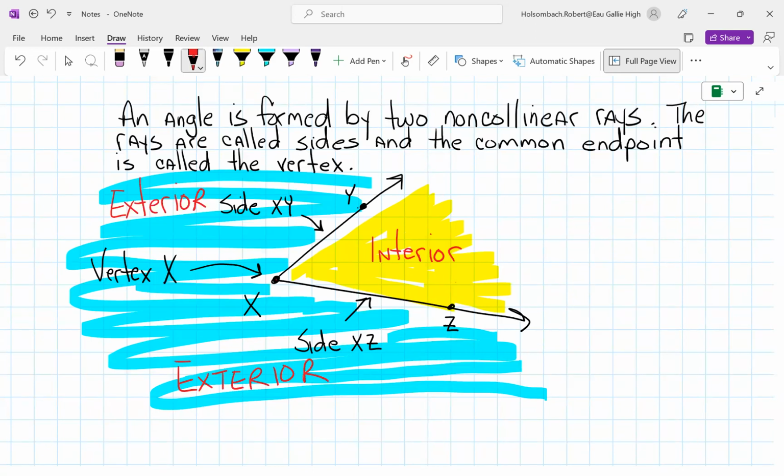How they're formed: they're formed by two rays. The rays that form the angle make up the sides of the angle. The common endpoint for those two rays is the vertex of the angle. And then the angle always has an interior and an exterior. So with that, let's look at the top of page 38.